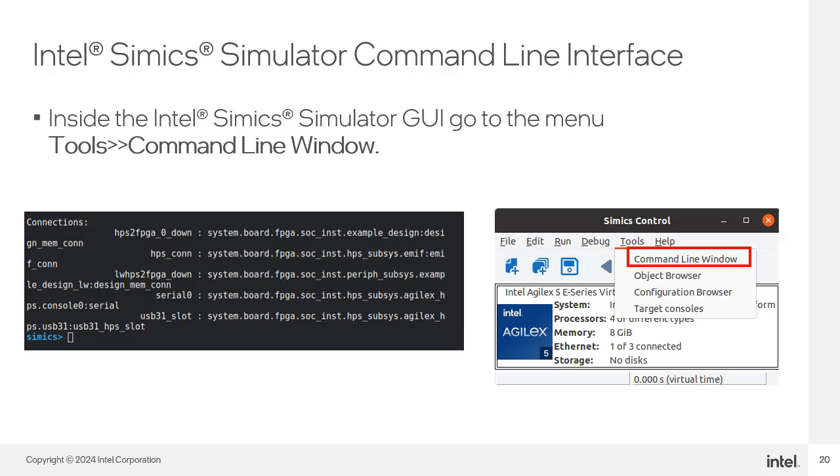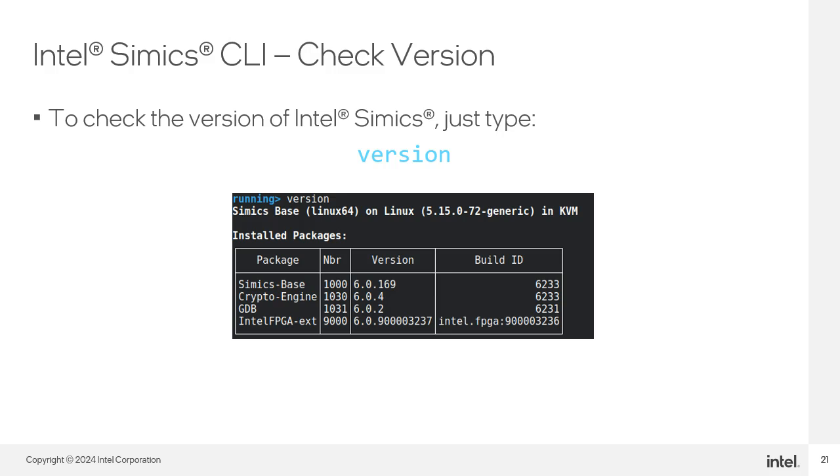The CLI allows the user to control the flow of the simulation. With CLI, users can create and configure the target system, obtain an installation version, start, pause, and stop the simulation, inspect the status of the target system, debug target software. To obtain information about the version of Intel Simics, you can type in the CLI the command, version. This will display a table with a summary of the packages installed.